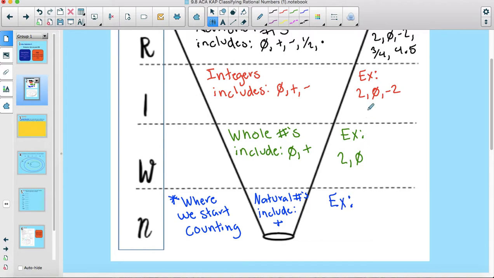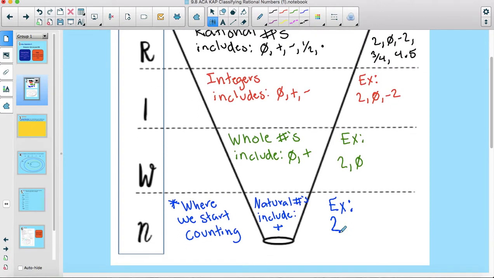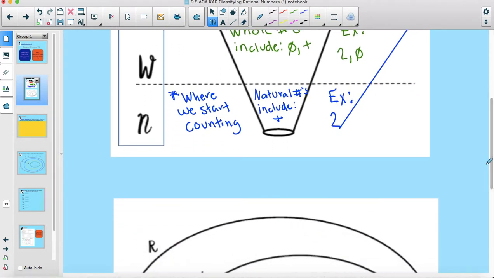So if we're looking at the same examples we've been using, the only one that could fit into natural numbers is 2. But if you notice, 2 can be classified as a rational number, integer, whole number, and natural number, but natural number would be the most specific place that 2 belongs.